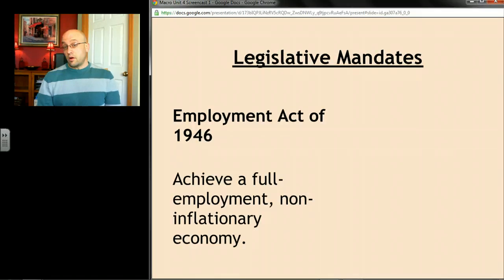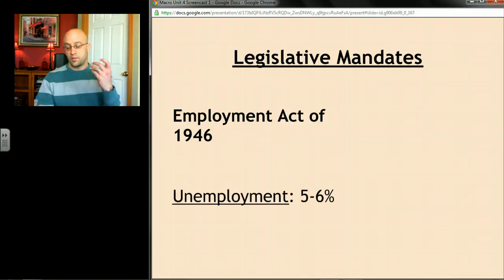Alright, now the reason that our government does fiscal policy is because it has to. There's a couple of legislative mandates, laws that require the government to do this thing called fiscal policy, manage the economy. And the most important one was the Employment Act of 1946, which basically said that the government's job, in part, is to achieve full employment and to do it in a non-inflationary kind of way. Now the problem is the government isn't made up of economists. The government is made up of politicians.